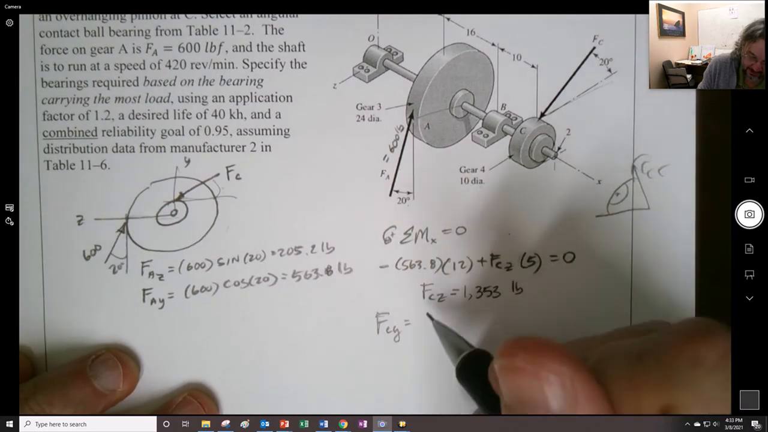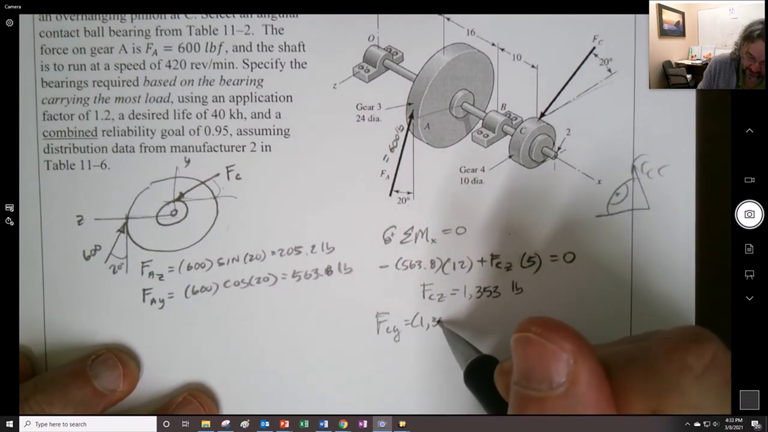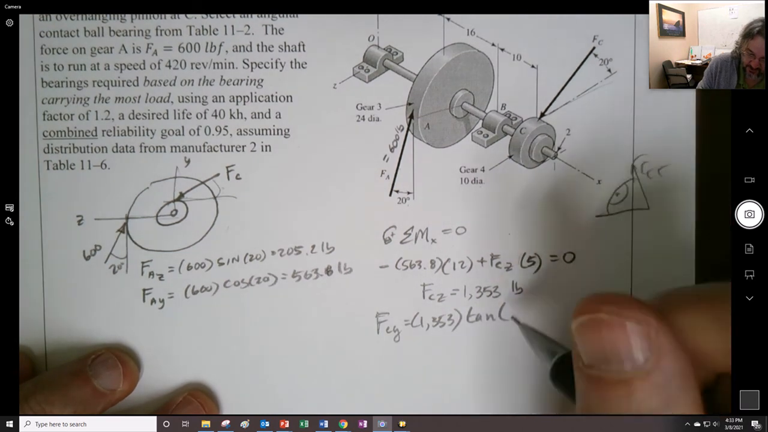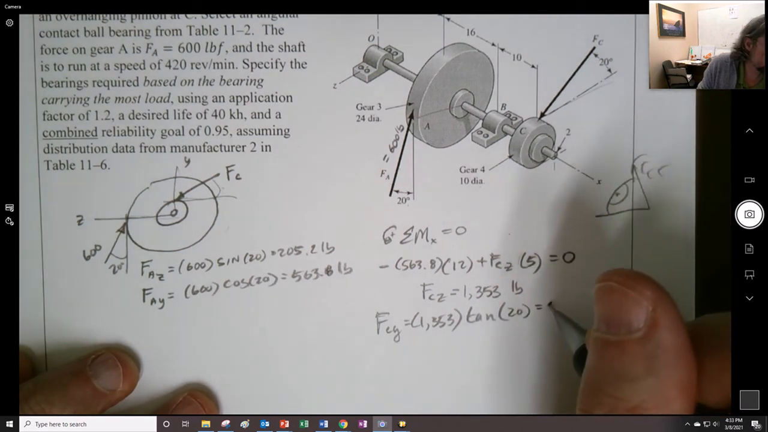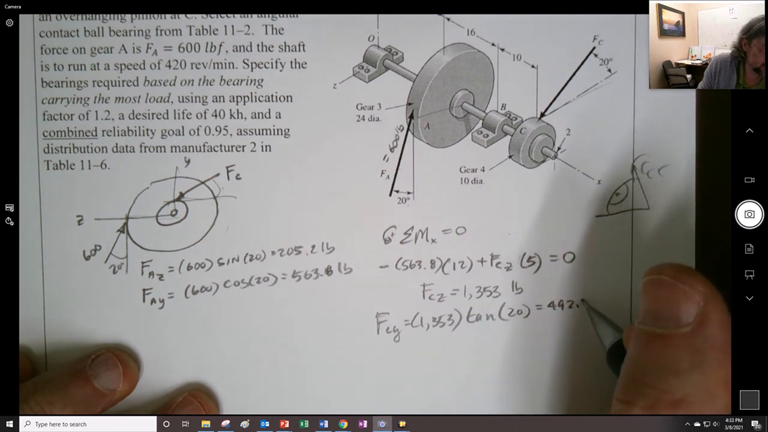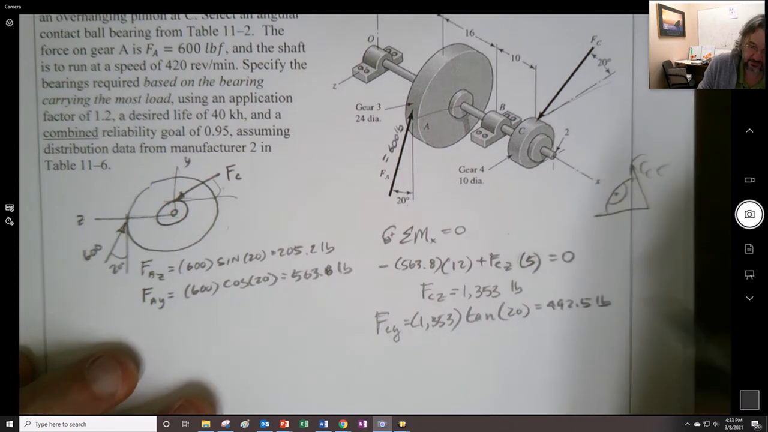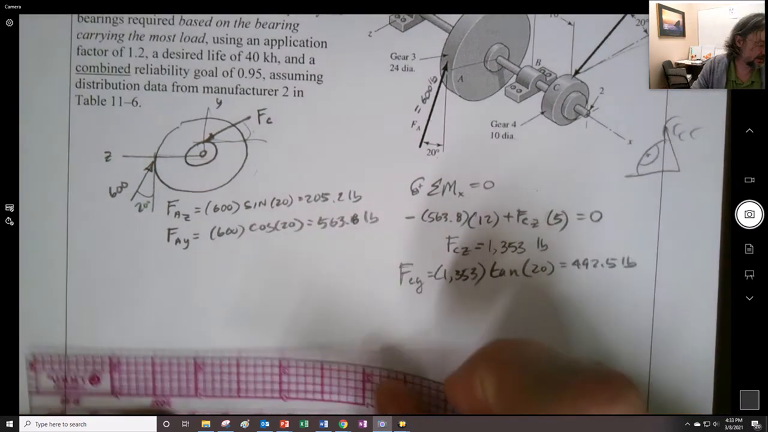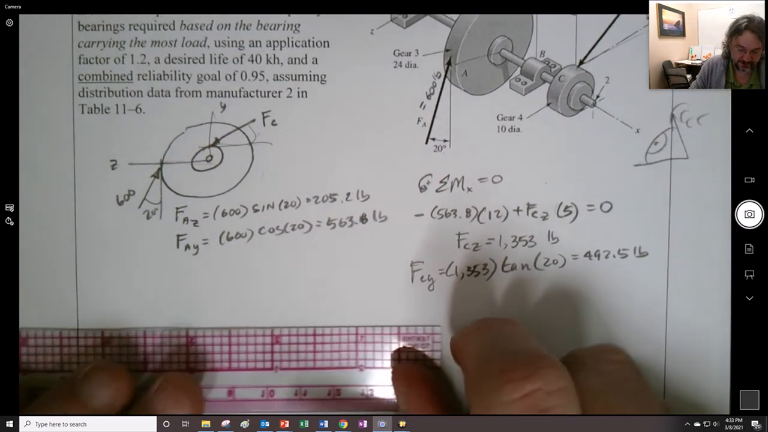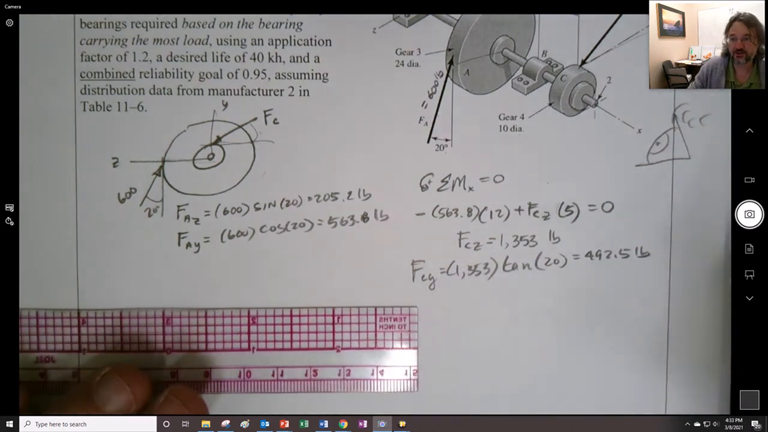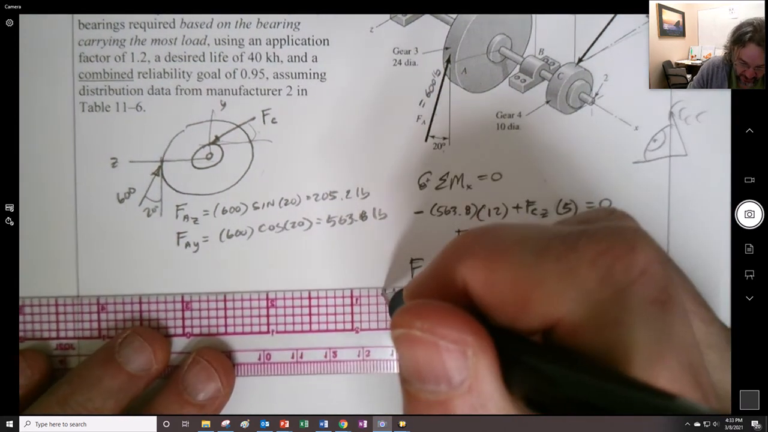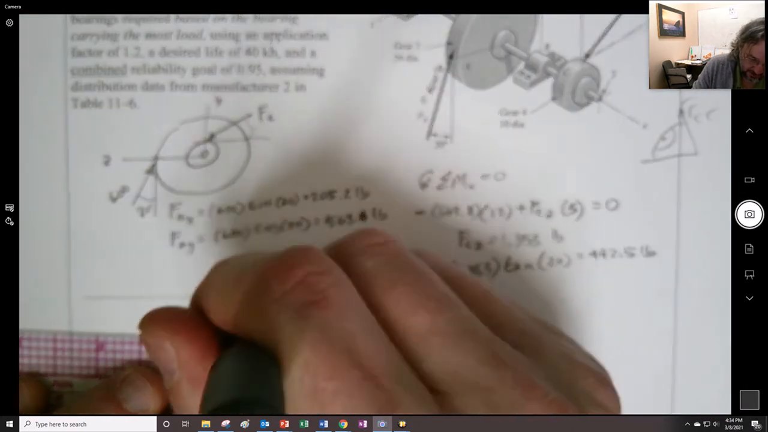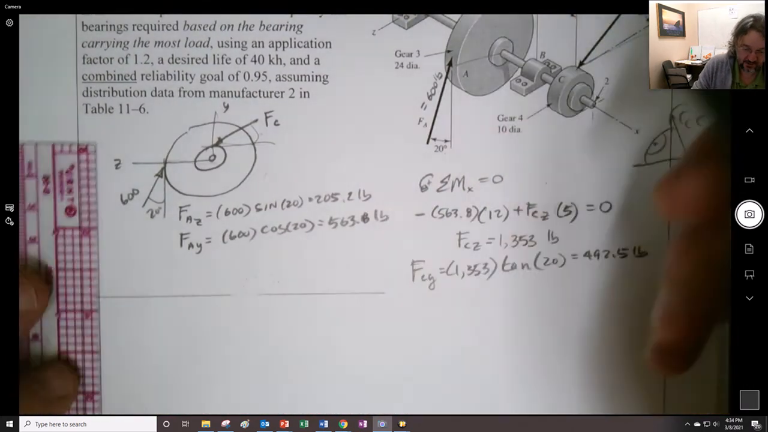So we can get the FCY, it's going to be that 1,353 times the tangent of our 20 degrees, or 492.5 pounds. Now we do some of your very favorite things in the whole world, the statics. We don't need a shear moment diagram, but we really should do. We do need to have this in 2 planes. So I'm going to try to use less space here.